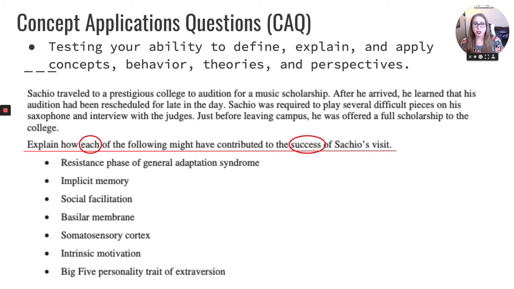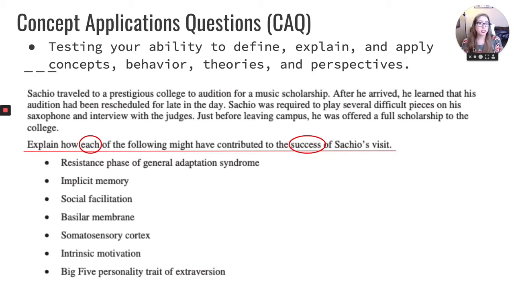Sachio traveled to a prestigious college to audition for a music scholarship. After he arrived, he learned that his audition had been rescheduled for late in the day. Sachio was required to play several difficult pieces on his saxophone and interview with the judges. Just before leaving campus, he was offered a full scholarship to the college. Explain how each of the following might have contributed to the success of Sachio's visit. Then you see a list of concepts and terms that we've talked about throughout the semester.